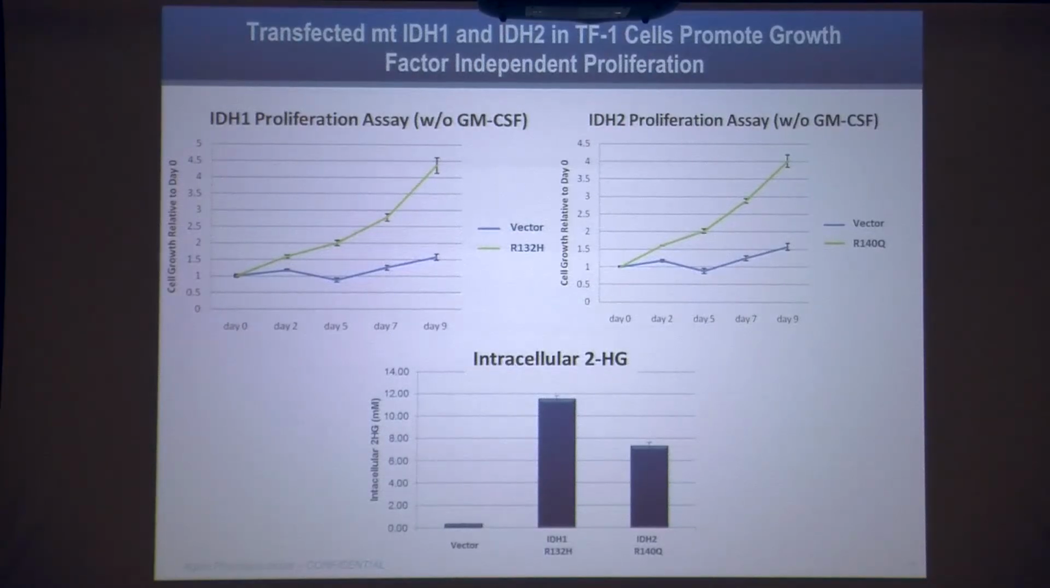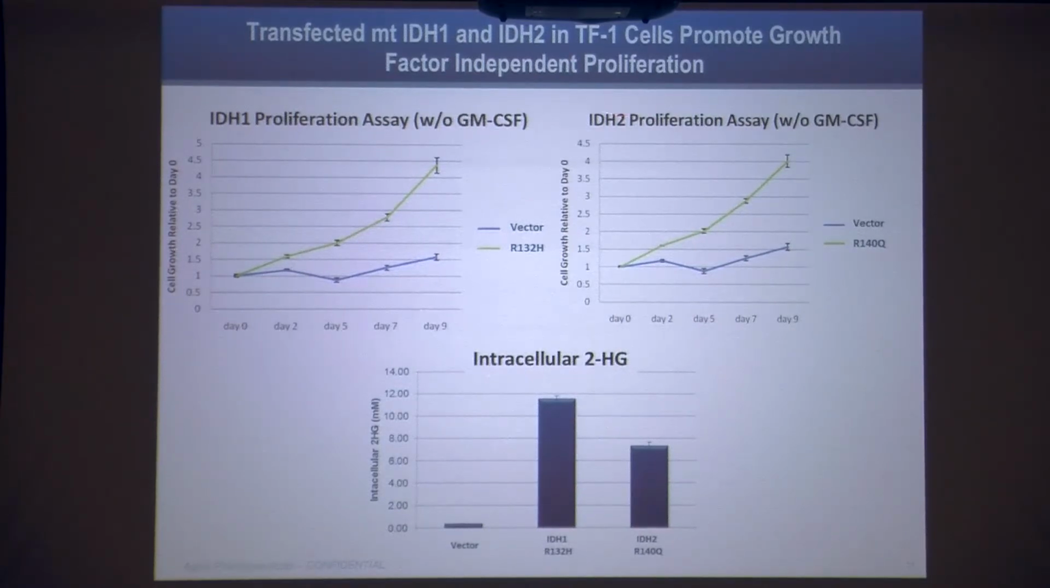It's called TF1. It's a cell line that was generated from a patient with an erythroid leukemia, and it grows in the tissue culture dishes, and we can do experiments in the lab. But what we did was we overexpressed either the IDH1 mutant protein or the IDH2 mutant protein in these cells.